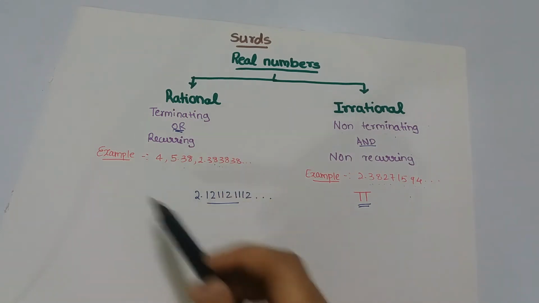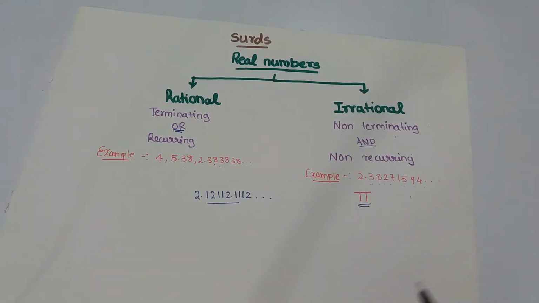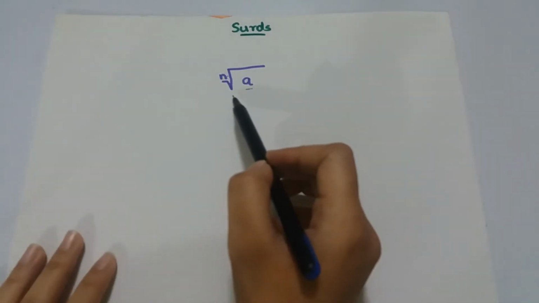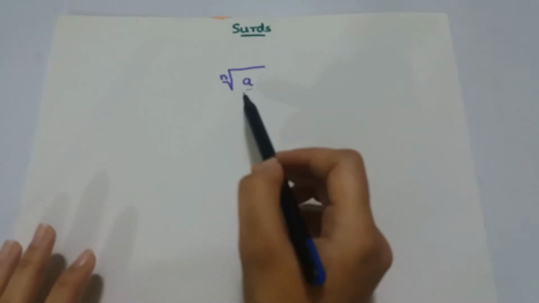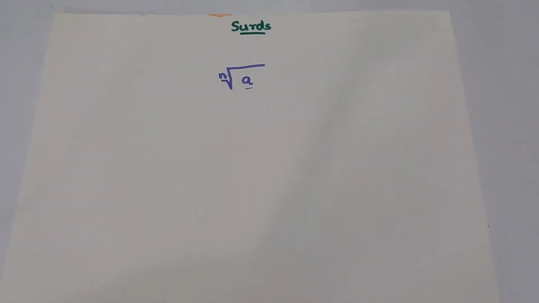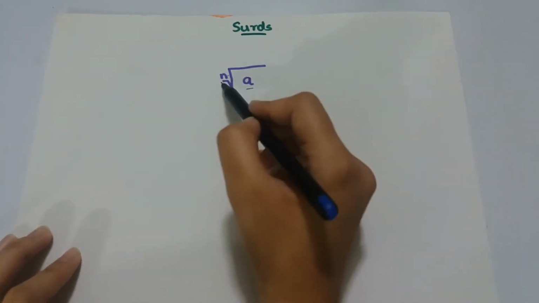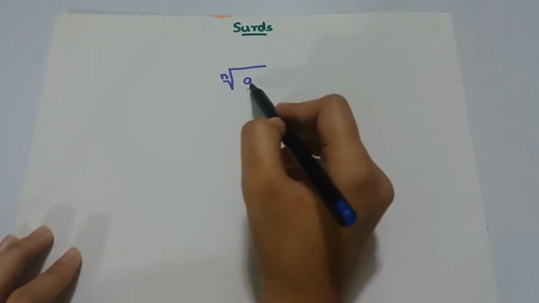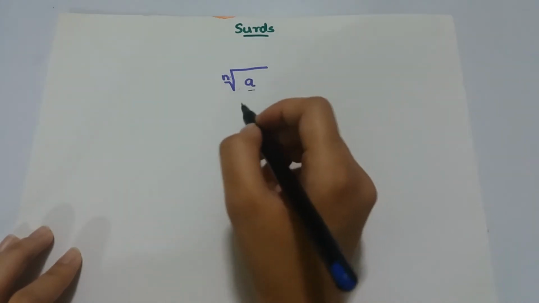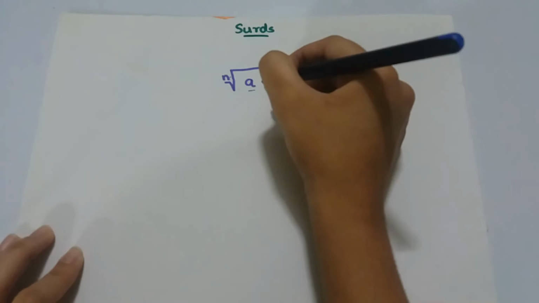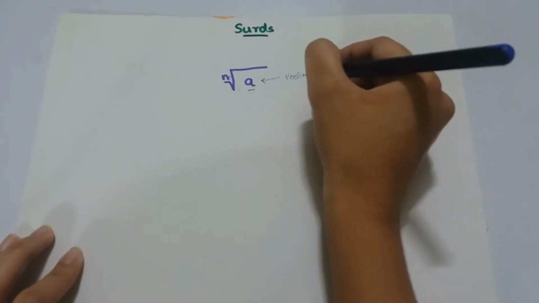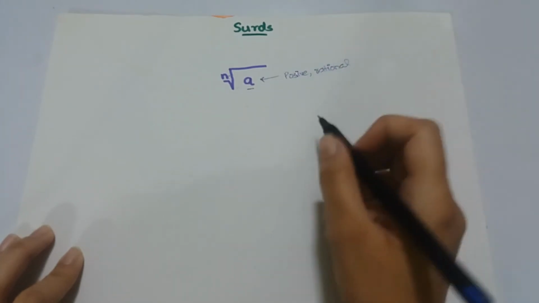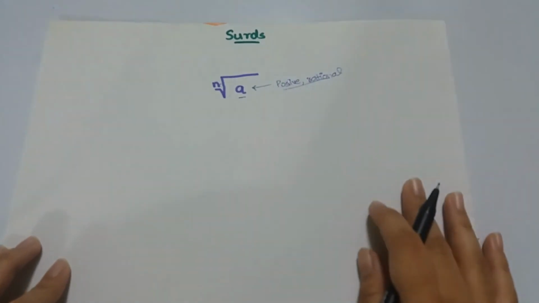Now, since we have understood this whole concept of rational and irrational, we can move on to surds. To understand surds, you can see a number here. Now when is this particular number categorized as a surd? You know that this is the square root sign, but it is called a surd when the number inside this sign is a positive rational number. So this number has to be positive and rational.